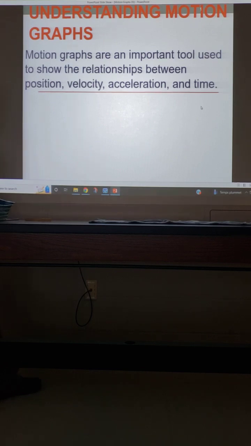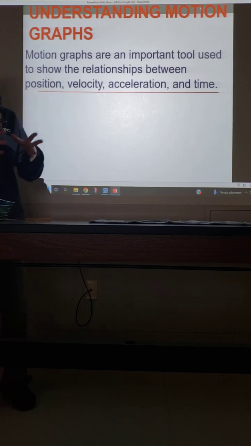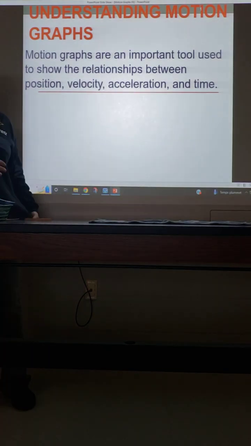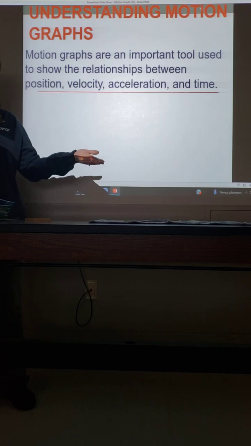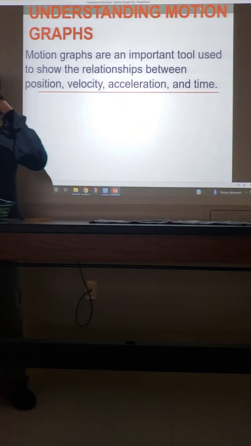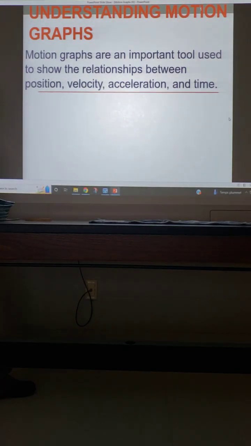So slide number 1, motion graphs are definitely an important tool that shows the relationship between position, velocity, acceleration, and time. Position is just our generic for distance or displacement, right? If you're saying, what is the current position, that could be representing displacement, or that could be representing distance as well.